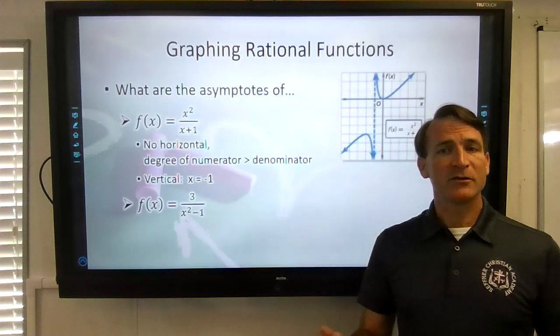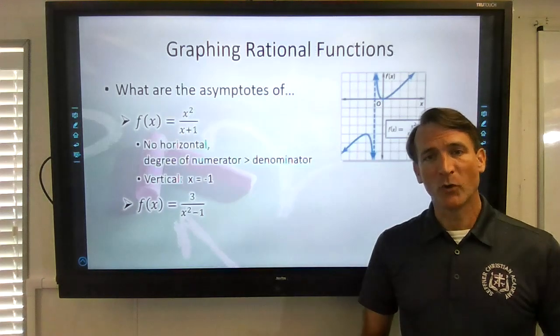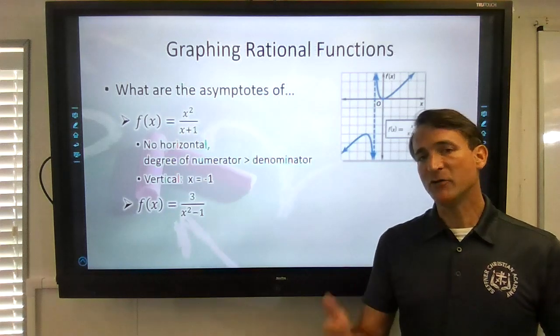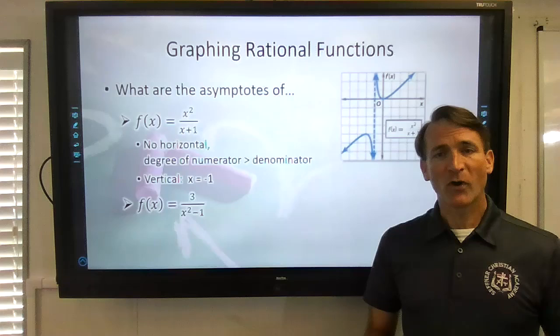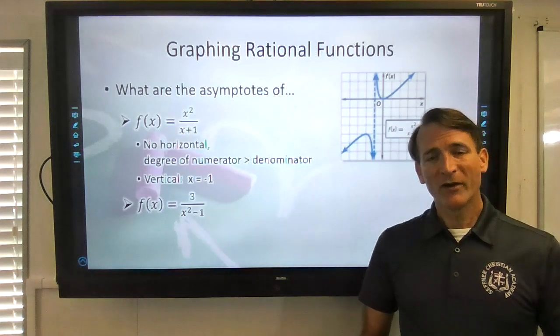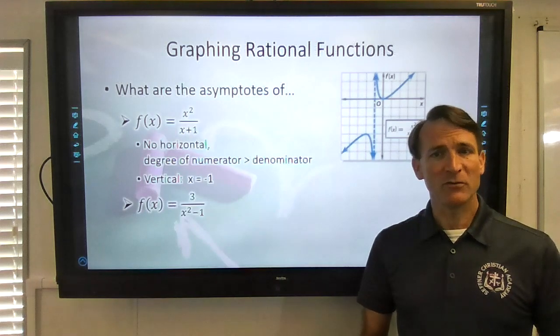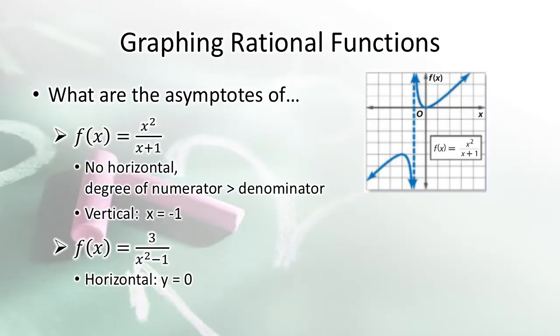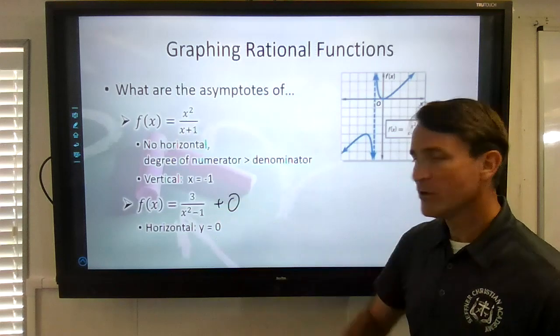In this particular case, I don't have a variable in my numerator, which means my denominator is greater in degree than my numerator's degree. Therefore, I am going to have an asymptote that is horizontal. Where is that horizontal asymptote going to be located? It is going to be located at y equals 0 because I have an understood plus 0 here off to the side.